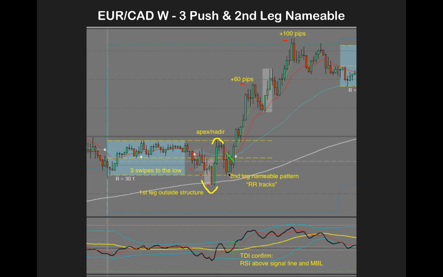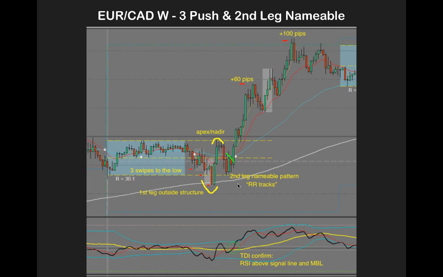Okay, and now here for this particular example, we have a nameable candlestick pattern, which are railroad tracks. Okay, so you have a second leg nameable pattern. You take your entry there. Okay, your stop loss goes below the low of the day. Okay, down here, and then that's your entry. Okay, we have a TDI confirmation here. All right, you have the RSI crossing above the signal line, okay, and above the market baseline, which is this bold yellow line here.